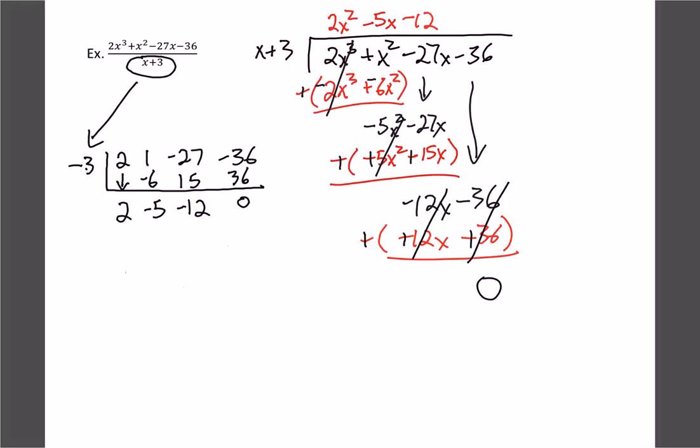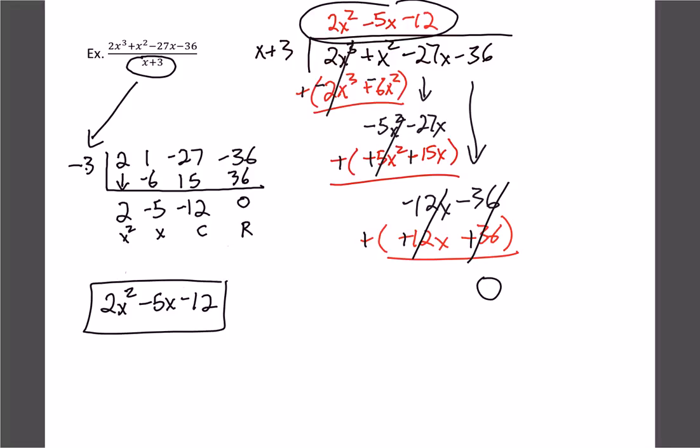So now when you get this as your final answer, we just have to put the x's back in. Our last number is our remainder. The next number is our constant. The next one is our x. The one after that is x squared, and we'd continue if there were more numbers. So our final answer then is 2x squared minus 5x minus 12 with a 0 remainder, which is exactly the same answer we got by doing the long division.